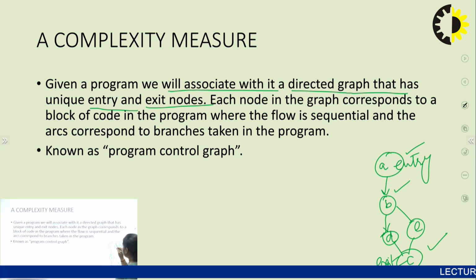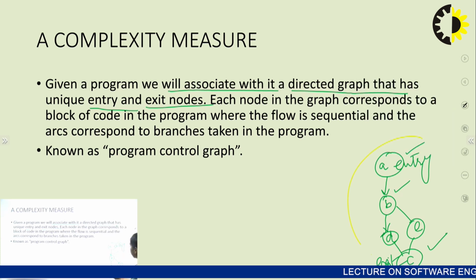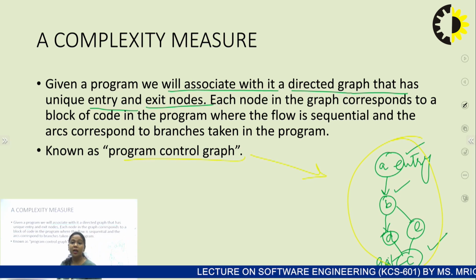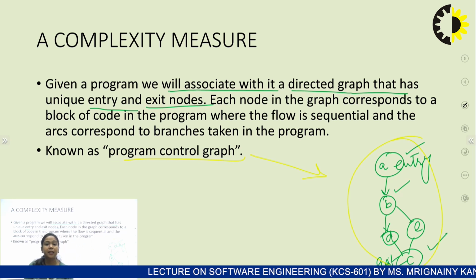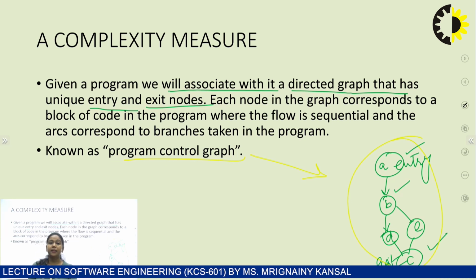This complete graph is known as what? This complete graph is known as the program control graph. This is the complete graph. Program control graph is just the representation of lines of code in a graphical way, which contains a number of nodes, that is n, and edges, that is e.